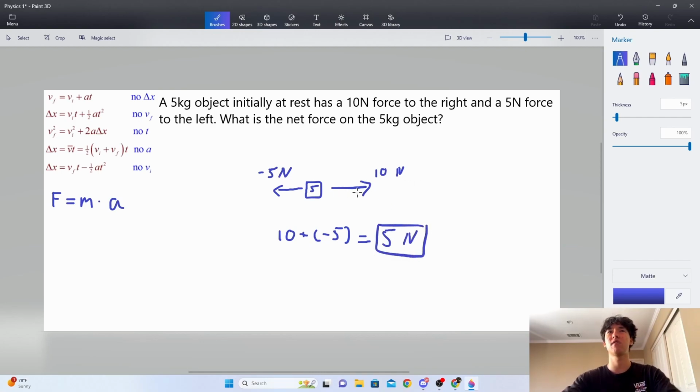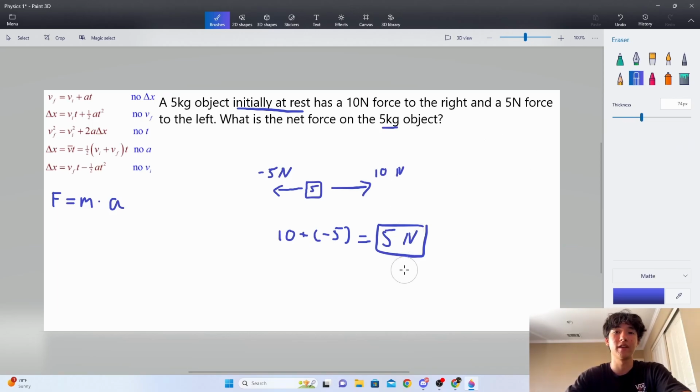And if you just think about this logically, there's 2 times the amount going to the right. So if there's 10 newtons going to the right and 5 to the left, then there's 5 left still going to the right and 0 on the left. So there's 5 newtons. That's the net force of the 5 kilogram object, and it's going to the right. So in this problem, the initially at rest and the 5 kilograms didn't even matter. Sometimes it won't, but this is a very simple, basic problem.